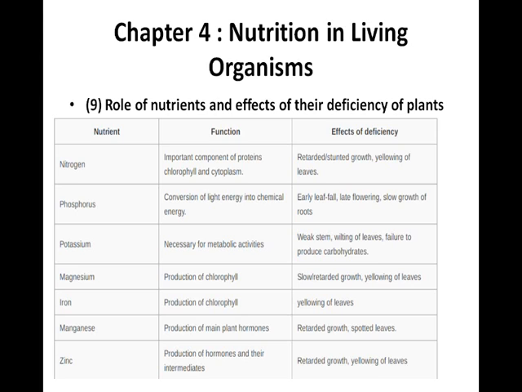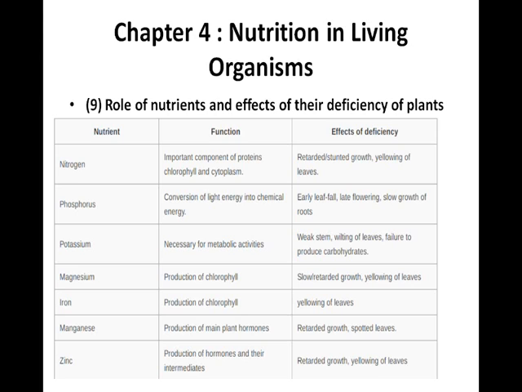Role of nutrients and effects of the deficiency in plants. So what is the role of nutrients? Nutrient functions and effects of deficiency. Nutrients are very important for every organism for their growth and proper development. What are the nutrients? Nitrogen, phosphorus, potassium, magnesium, iron, manganese and zinc.